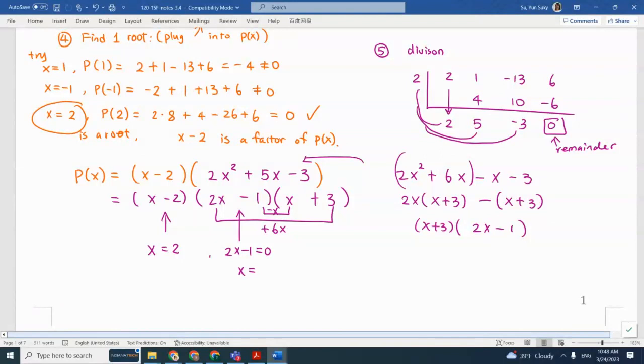Quinton, what's x? How do you solve for x? Oh, okay. How about 1/2? Yeah, we add 1 on both sides and divide by 2, right? And x plus 3 is 0. What's x? -3. See? This is a degree 3 polynomial, and we get 3 roots. They are all rational numbers, okay?